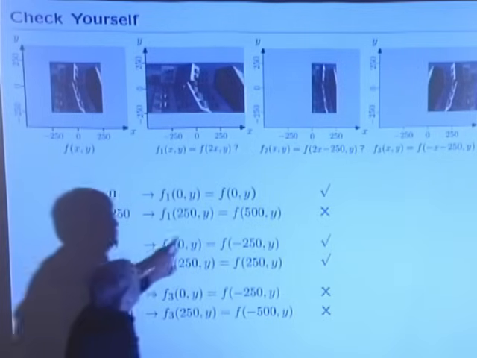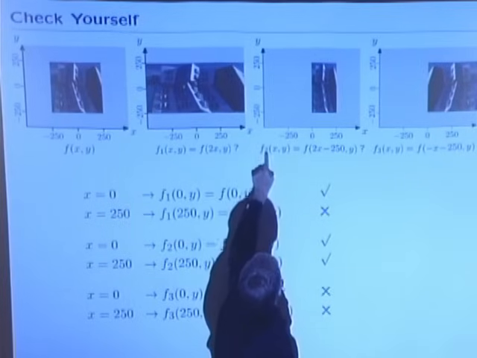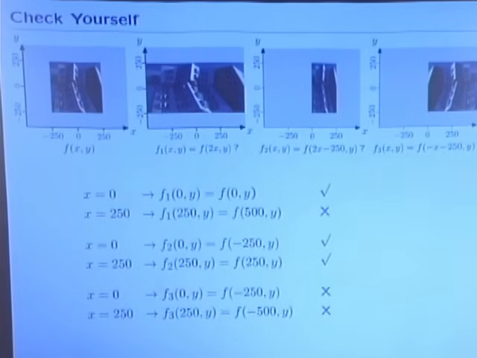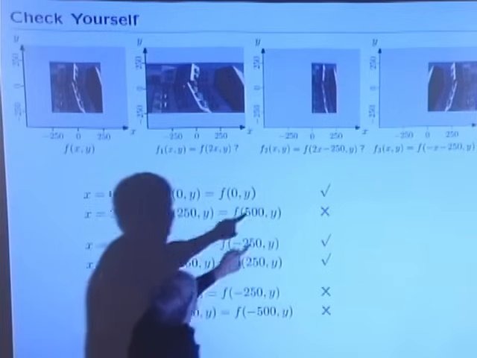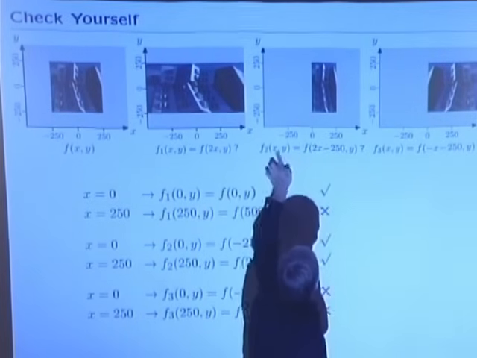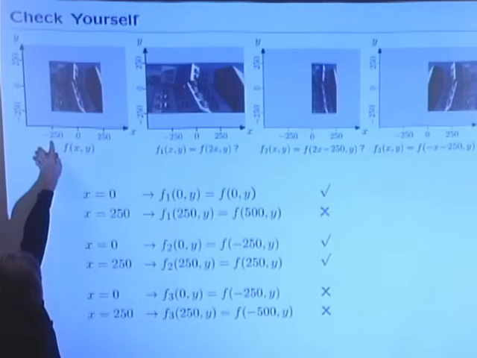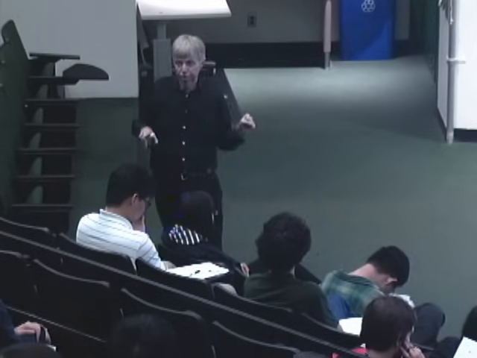Similarly, for the second transformation, let's just try some points. If we try the point x equals 0, this says that f2 at location 0 should be f at location minus 250. Is that correct? f of 0 is the left-hand side of Stata. And so f2 of 0, that's the left-hand side of Stata. f of 2 times 0 minus 250 is f of minus 250. That's also the left of Stata. So by using that reasoning, you can go through and see if certain points map to the corresponding place where they were supposed to go. That's the idea of mapping.